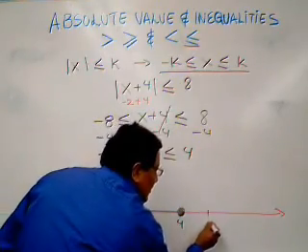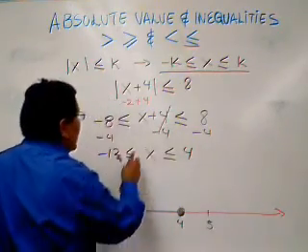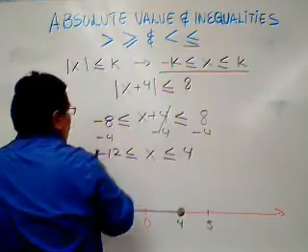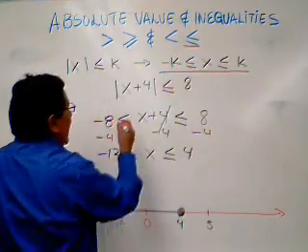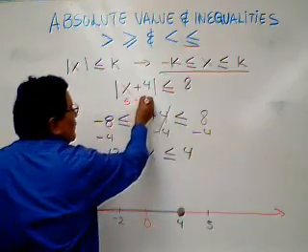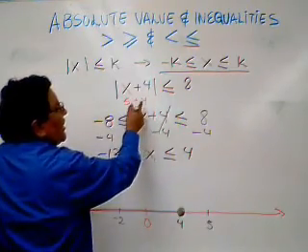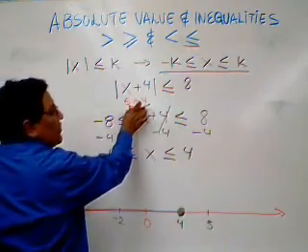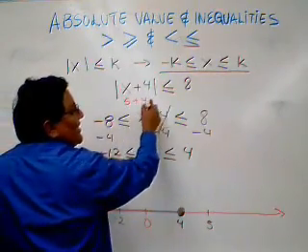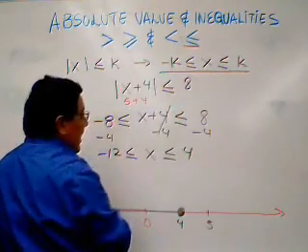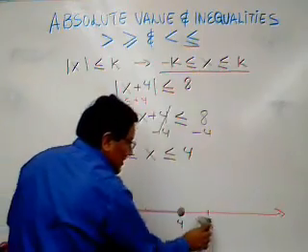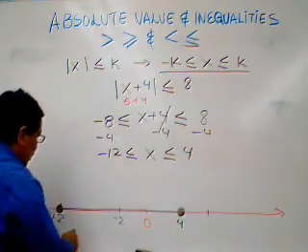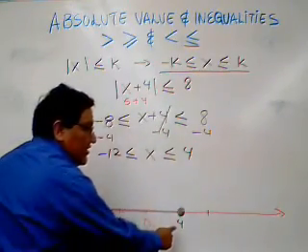Now what will happen if we check any value outside of our solution? Let's say I'm going to check with 5. If x is 5, 5 plus 4 will be 9, and the absolute value of 9 is 9, which is not less than 8. So it checks. Our solution is between negative 12 and 4.